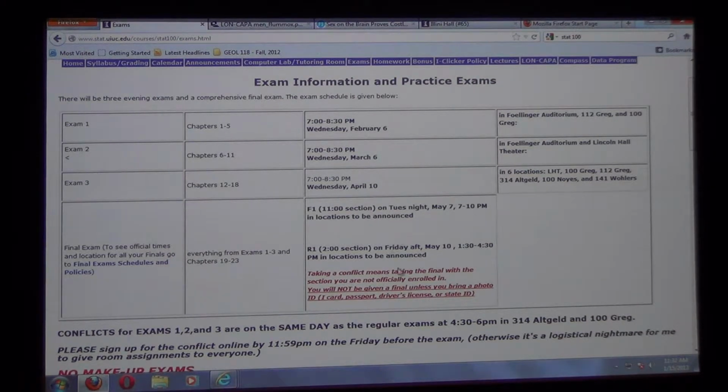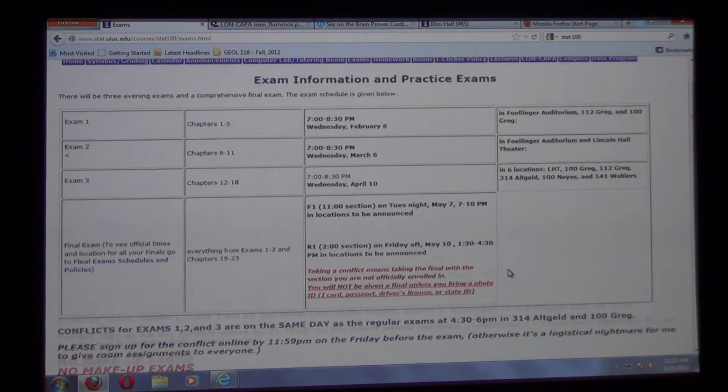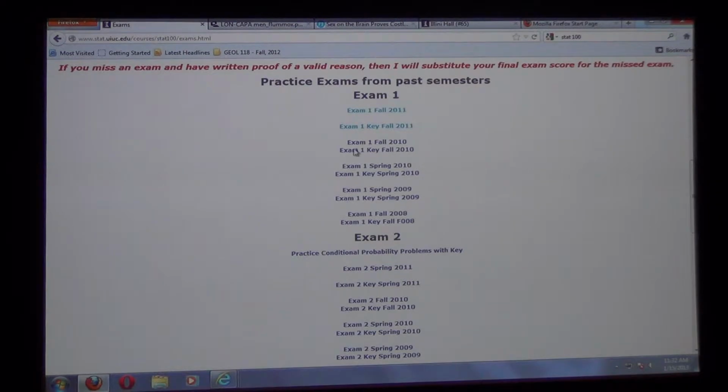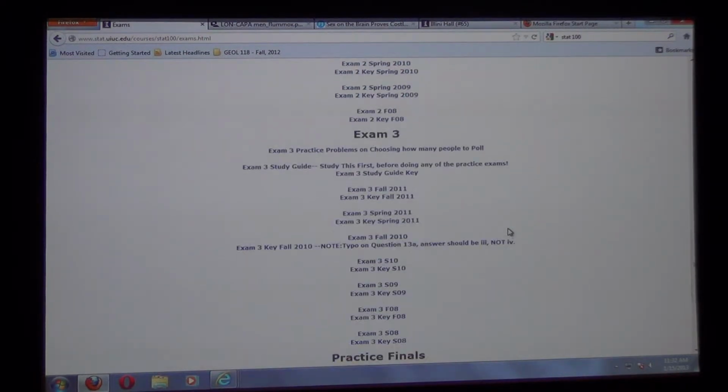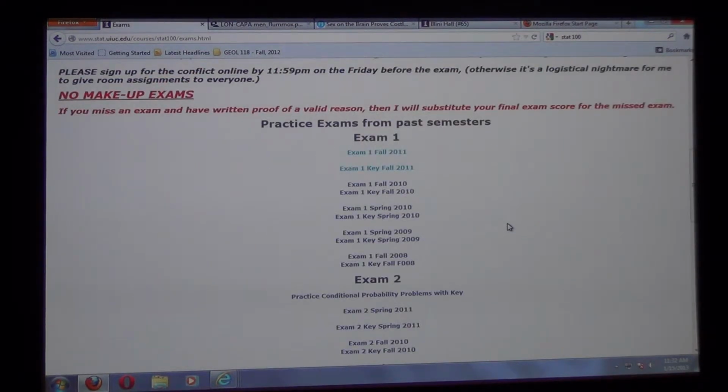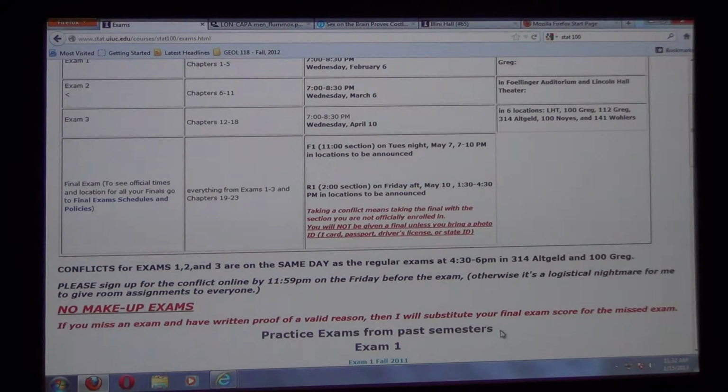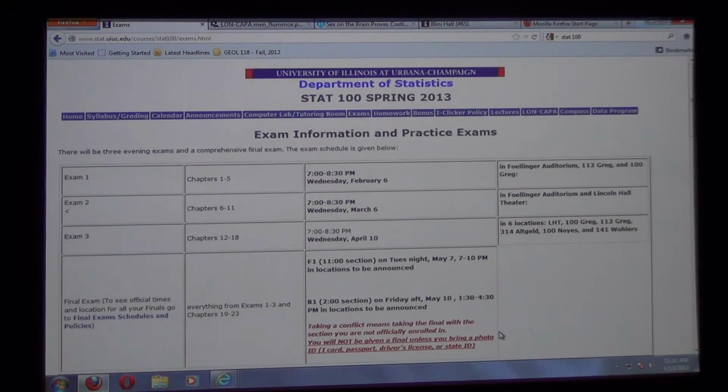So you have your final then, May 7th. That's an F1 section, okay. And here's tons of practice exams from previous semesters. For each one of those, you get practice exams and keys, and last semester's will be in your notebook. Study guides and last semester's exact exams will be in your notebook. Okay, no makeup exams. Instead, I count your final. So many policies to review.